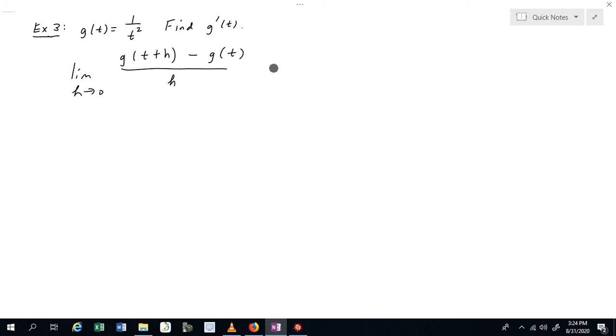So let's find g evaluated at t plus h. If I plug a number in for g, the output is going to give me 1 over that number squared. So if you write this as a shell, this is what that function does to any number you plug into it. And when the number we're plugging into it is t plus h, it's going to say 1 over whatever you plug into it squared. Minus g of t, which is just 1 over t squared. And then all of that's divided by h.